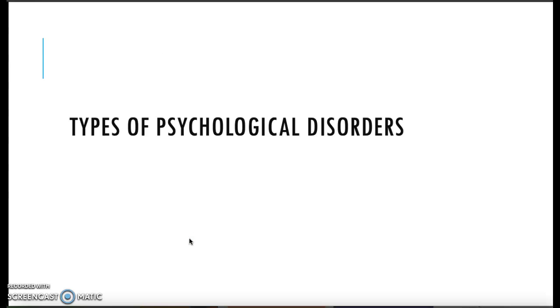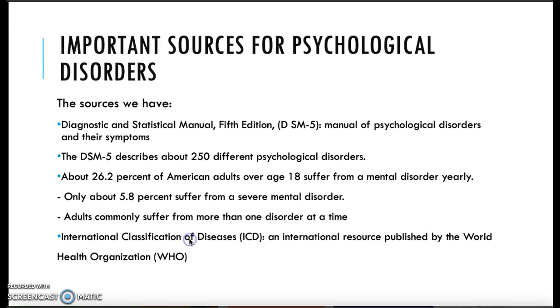Types of psychological disorders. Important sources for psychological disorders, the sources we now have. The Diagnostic and Statistical Manual, 5th edition, the DSM-5, is the manual of psychological disorders and their symptoms. The DSM-5 describes about 250 different psychological disorders.